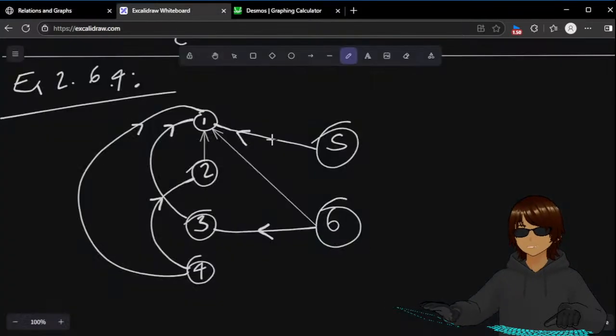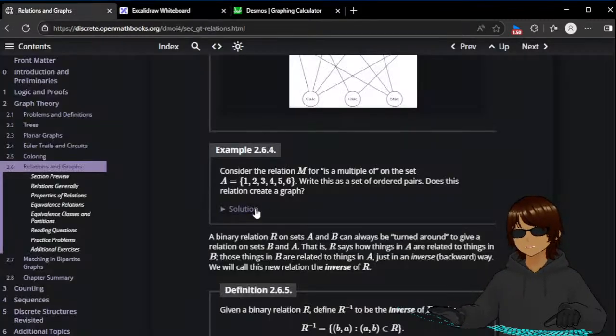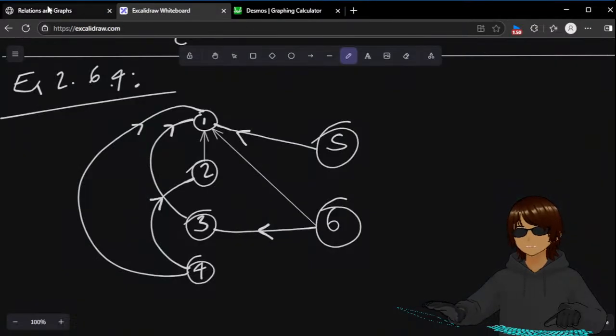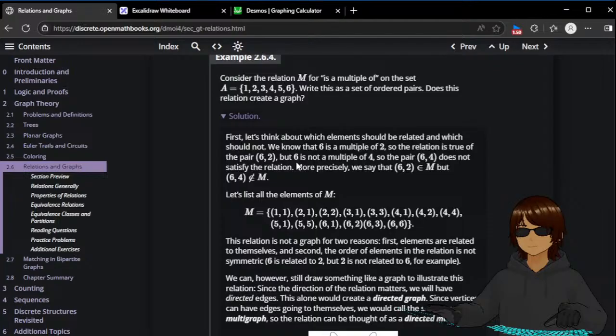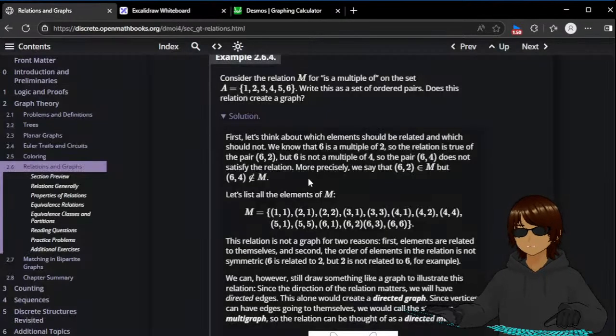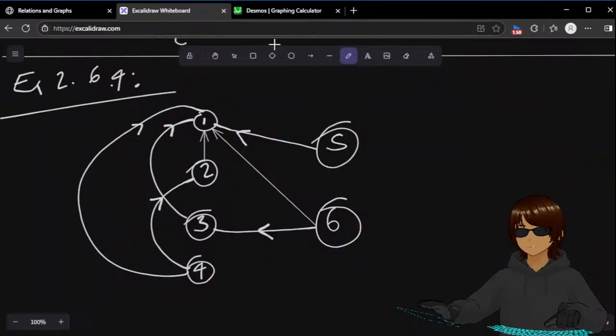Does this relation create a graph? I mean, yeah, it does. Can we do 6 as a multiple of 6, like on itself? In that case, it won't be a graph, right? We know that 6 is a multiple of 2. Wait a minute, did I miss 2? Yeah, I did. But what about this? All of them are a multiple of each other, right? So it's not a graph.